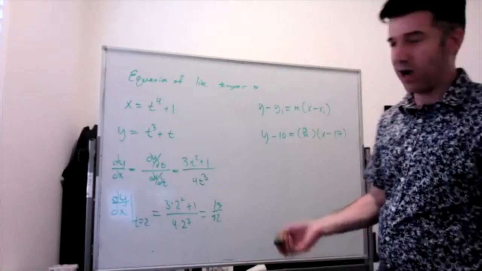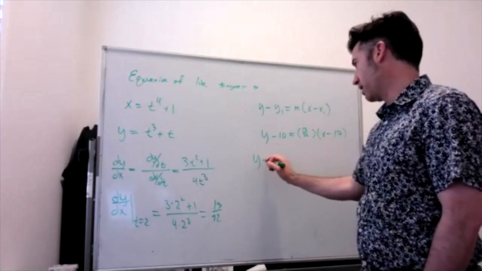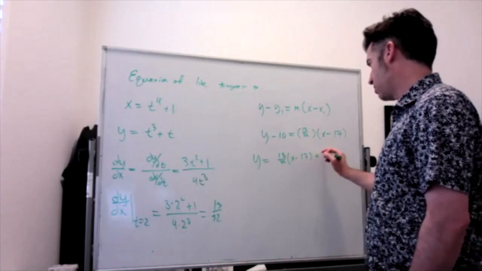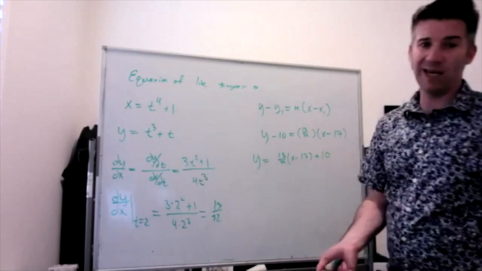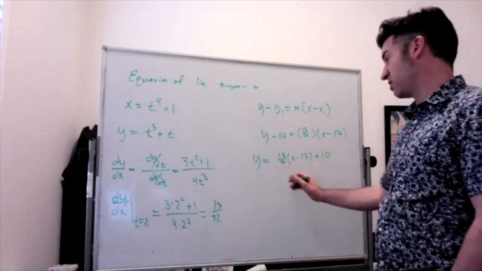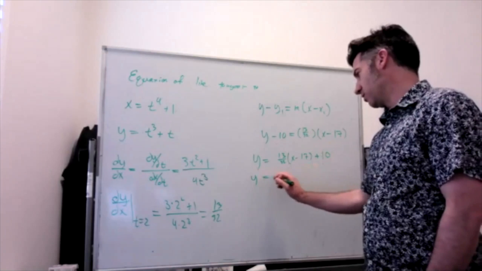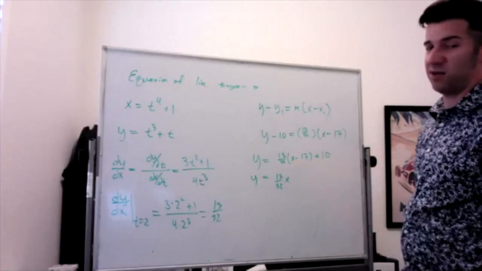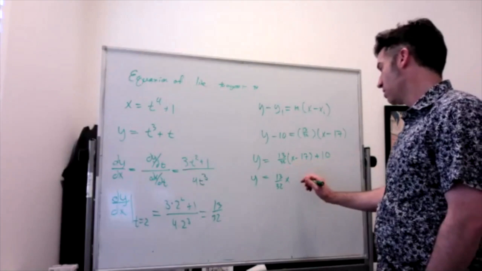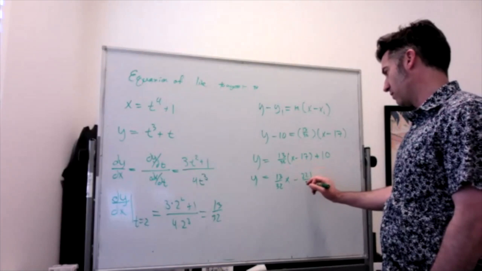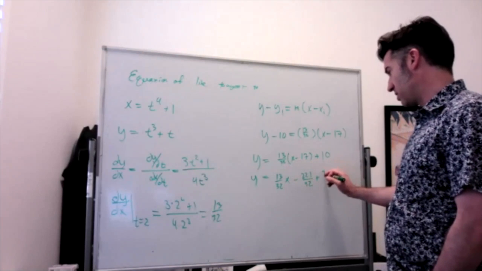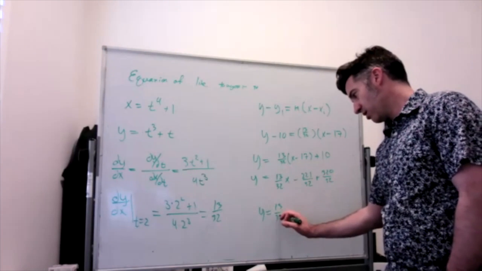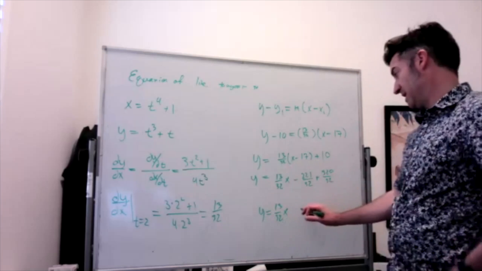And then if we solve for y, we just add a 10 over. So y equals 13/32 times x minus 17 plus 10. And then I guess if you wanted to, you could multiply that out. It's kind of gross though, right? You're going to get y equals 13/32 x, and then 13 times 17 is 221, so it's minus 221/32 plus 10, which is 320/32. So you're getting y equals 13/32 x plus 99/32.